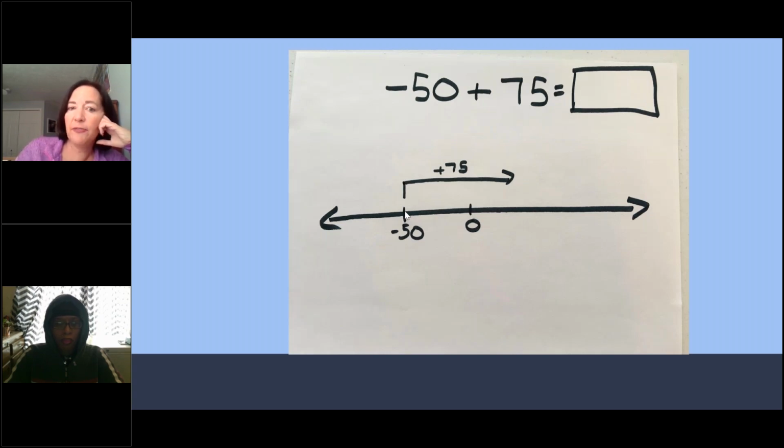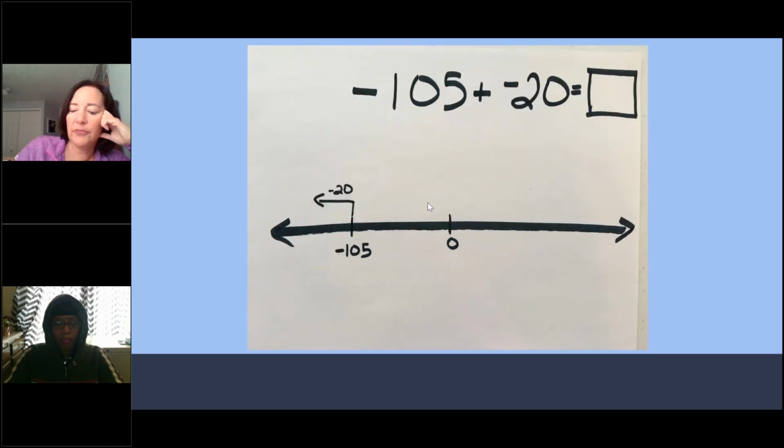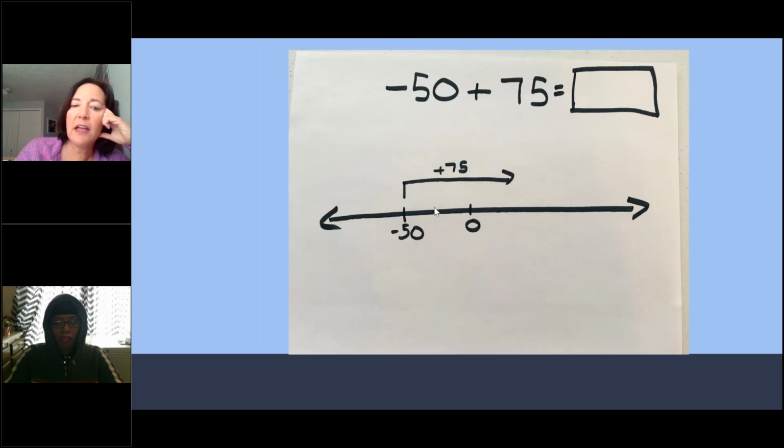So if I'm starting at negative 50, I have to go plus 75. That would be negative 25 right there. And then 0, and then I need one more jump to get to 75. And that would be a positive 25. So I jumped 25, I jumped another 25, I jumped a third 25 for a total of 75. So my answer then is 25.